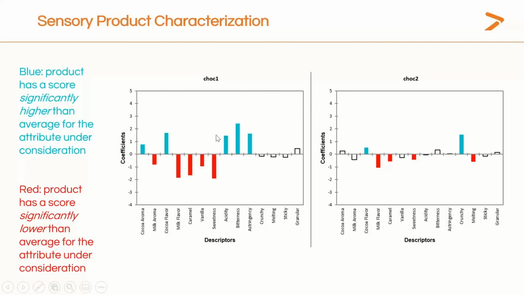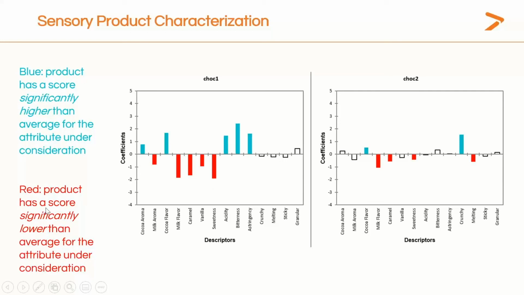Each chart shows the difference compared to the average of each attribute and for each product. So here, as you can see, you have chocolate number 1. In blue, you have the significant positive differences for the attributes compared to the average. So the product has a score significantly higher than average for the attribute under consideration. So chocolate 1 has a significantly higher score of cocoa aroma, cocoa flavor, acidity, bitterness, and astringency compared to the average.